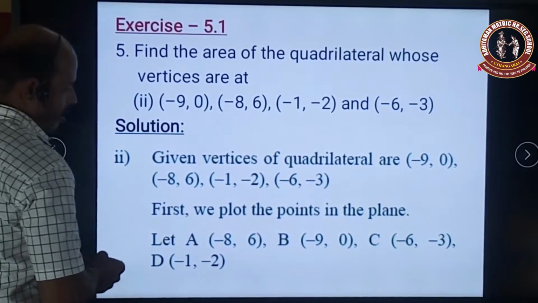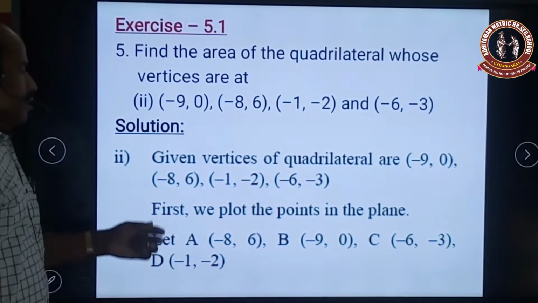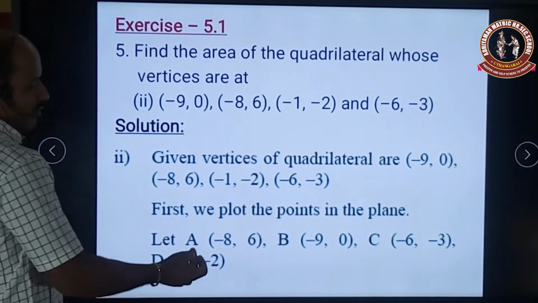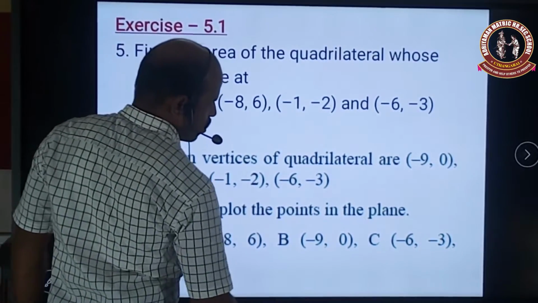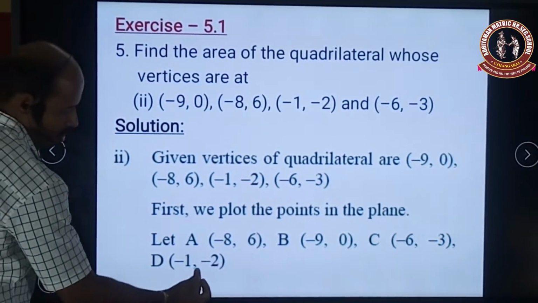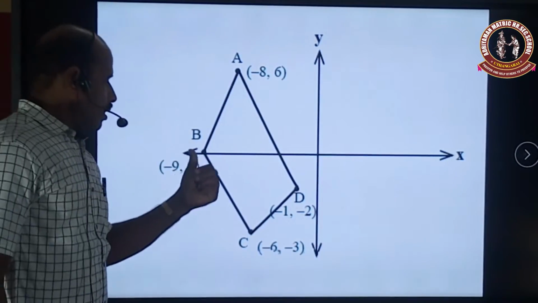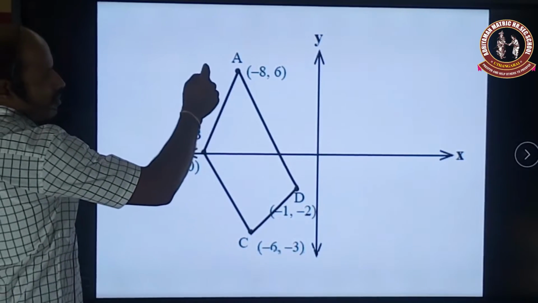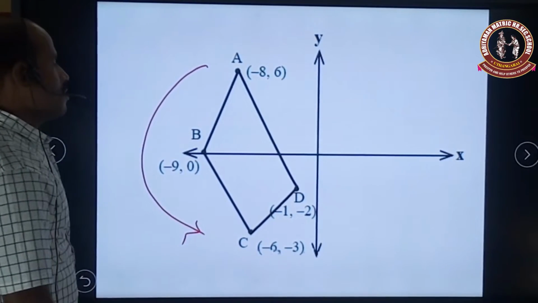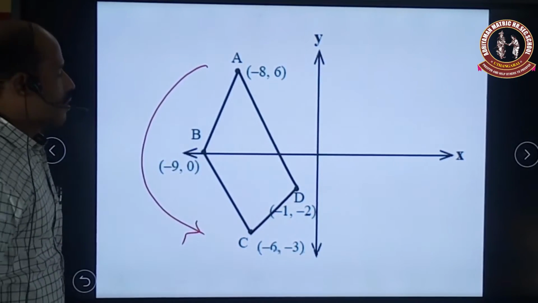See the diagram. First we plot the points in the plane. Later, naming is our choice, meaning we name the points in counterclockwise direction. First point (-8, 6), take A. Second point (-9, 0), take B. Third point (-6, -3), take C. Fourth point (-1, -2), take D. See the diagram, quadrilateral ABCD. The direction is anti-clockwise or counterclockwise, because clockwise direction means the value of the area is negative, so remove the sign.